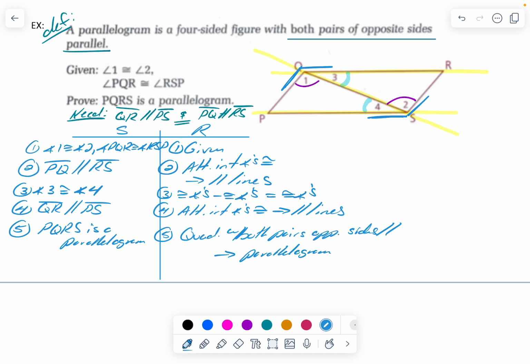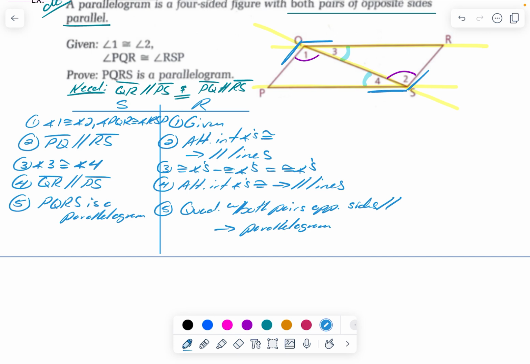Okay, now, just some notes. We're not done with congruent triangles, so just note, if we were not given congruent angles, you may need to prove that the triangles are congruent, right? To get to those congruent angles. Just note, may need to use that in the future.